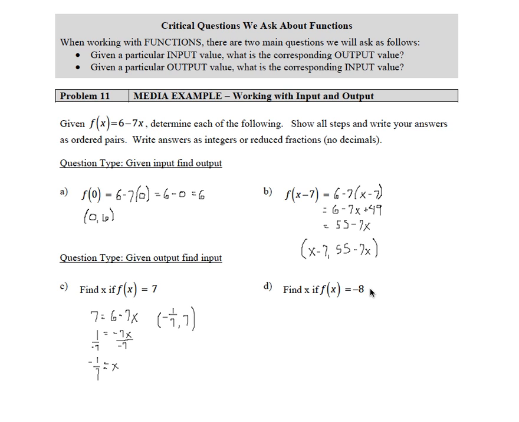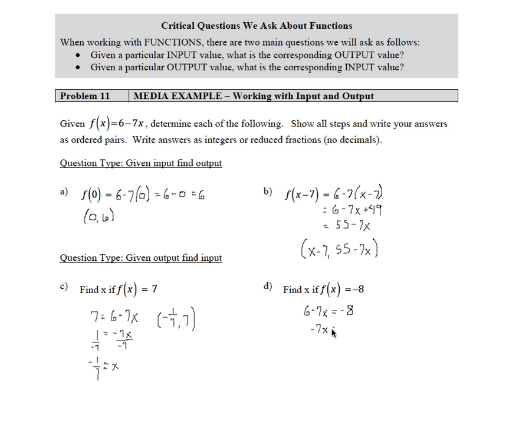Again, another example in part D. Find x if f of x equals negative 8. This tells us we don't know x, we have to solve for x. So 6 minus 7x equals an output of negative 8. Notice I wrote this on a different side. It doesn't matter. You can write it on either side of the equation. But my process now is the same. I'm going to solve for x.